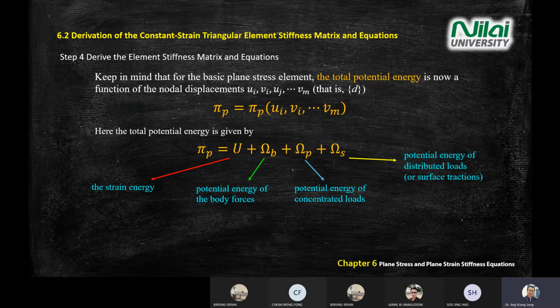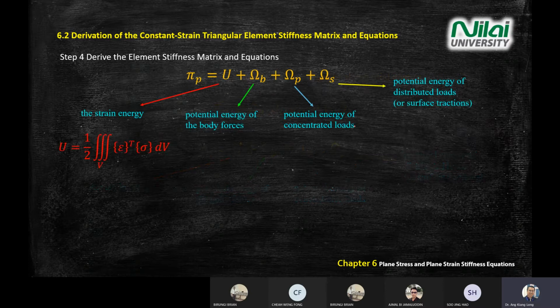Okay, four types of energy: strain energy, body forces, concentrated load, and distributed load. Now, potential energy. For the next few slides, you will see a lengthy equation, but remember these slides. This is the principal idea. Don't get distracted by the lengthy equation that you see for the next three or four slides. I'll give you the first equation.